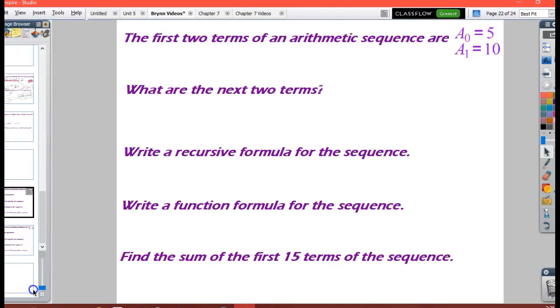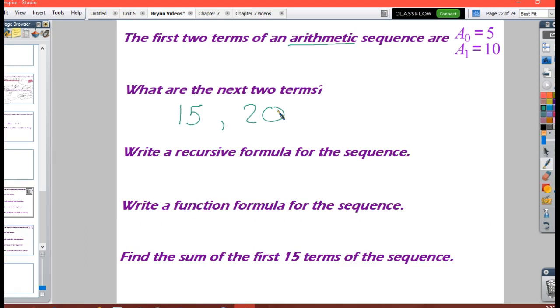We're given the first two terms of the arithmetic sequence where a sub 0 is 5 and a sub 1 is 10. We want to write the next two terms. It's important that you note this is arithmetic. Remember, that means adding. So if I look up here, arithmetic, we want to add each time for our next term. So if 5 is my first and 10 is my next, then 15 would be the next one and 20 would be the next one.